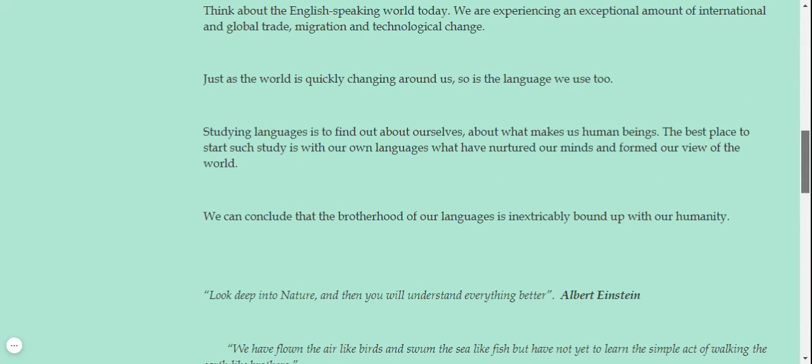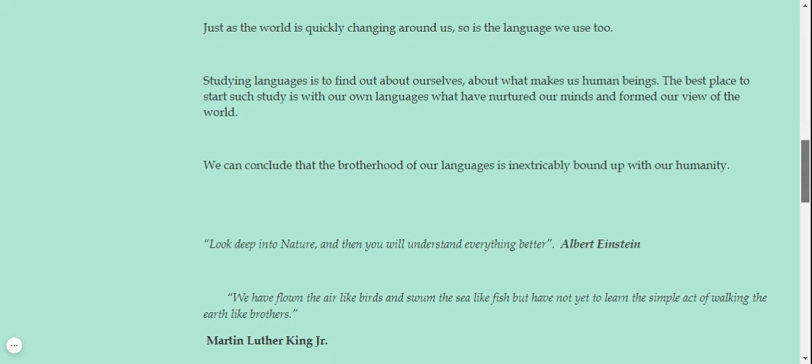Studying languages is to find out about ourselves, about what makes us human beings, concluding that the true brotherhood of languages is bound up with our humanity. Look deep into nature, and then you will understand everything better, as Albert Einstein said.